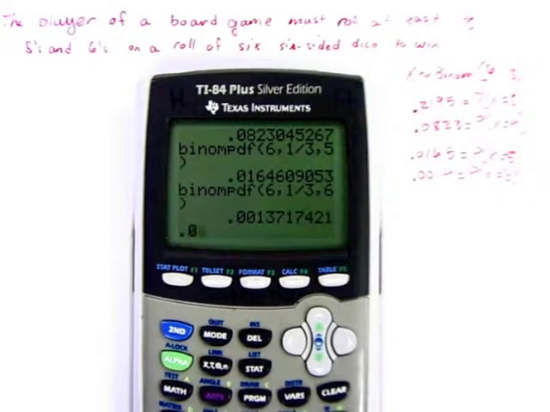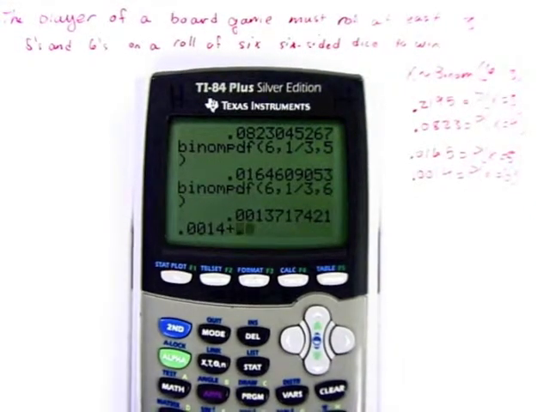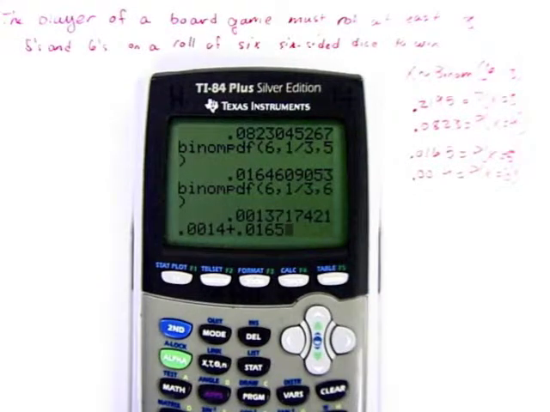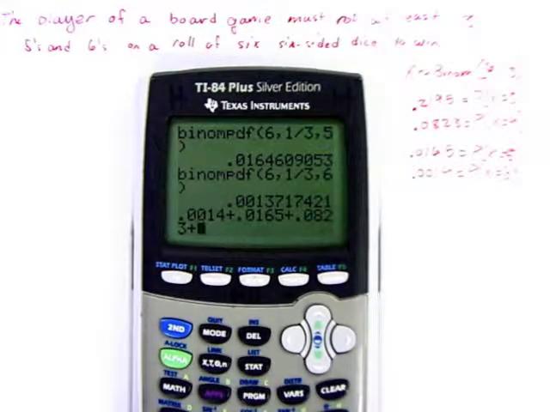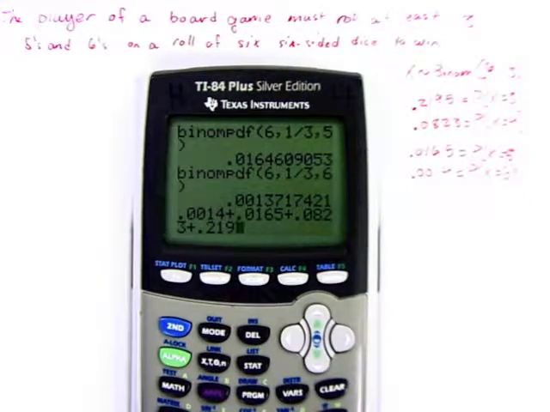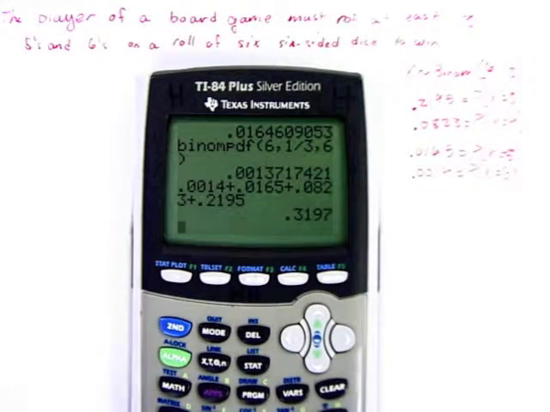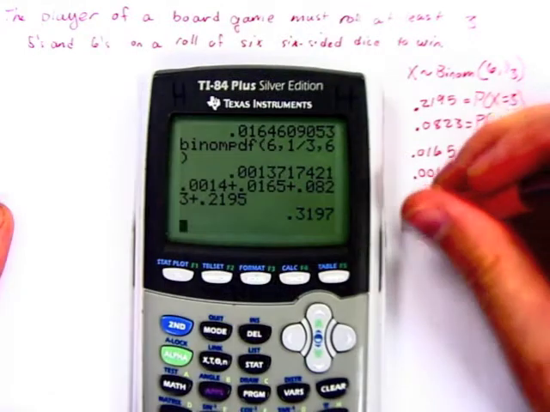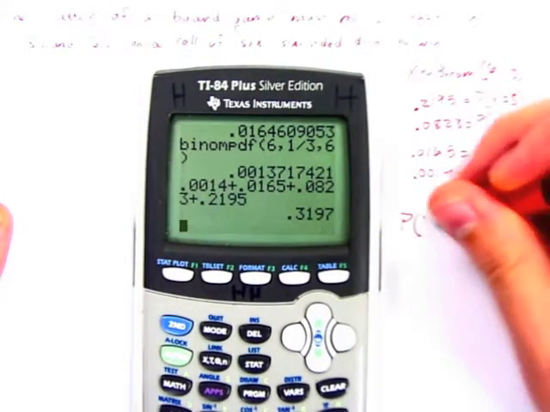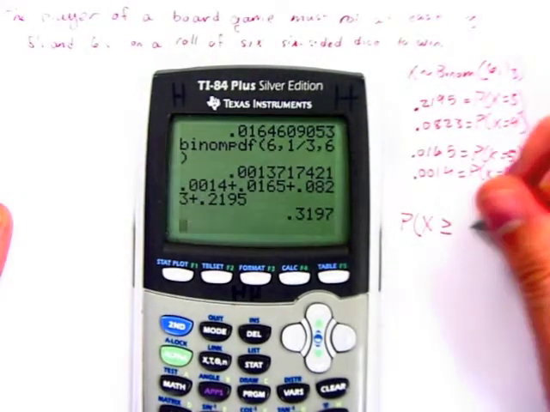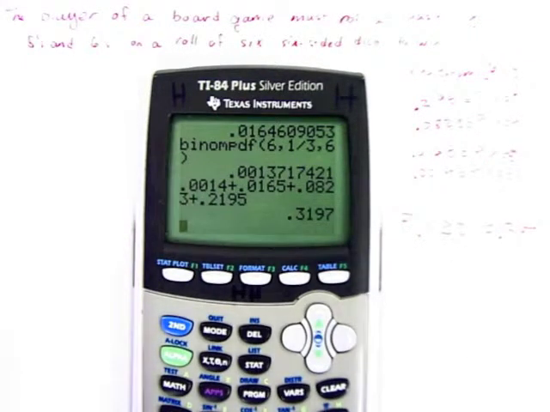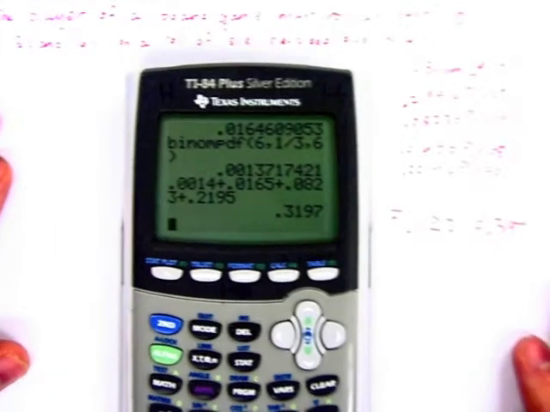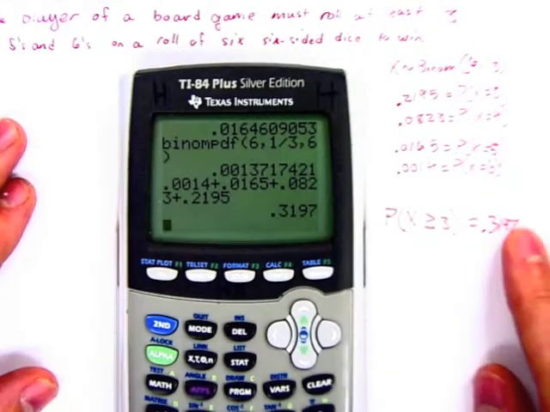We get 0.0014 plus 0.0165 plus 0.0823 plus 0.2195, and that will give us a grand total: the probability that x is greater than or equal to 3 is equal to 0.3197. So that's one way that we can solve this problem.